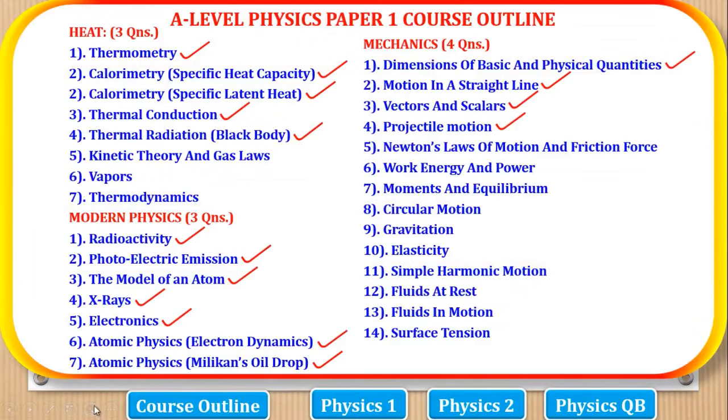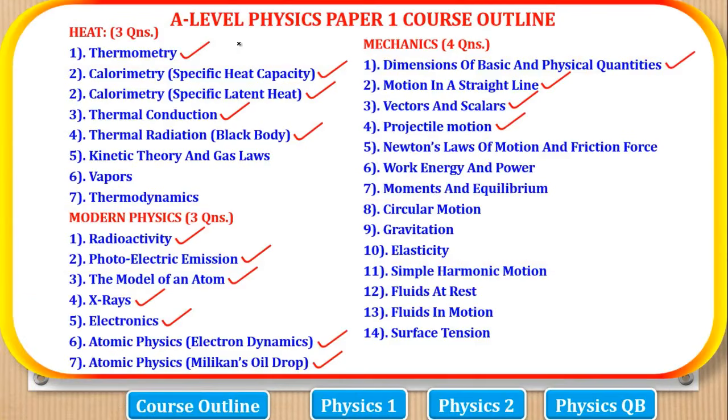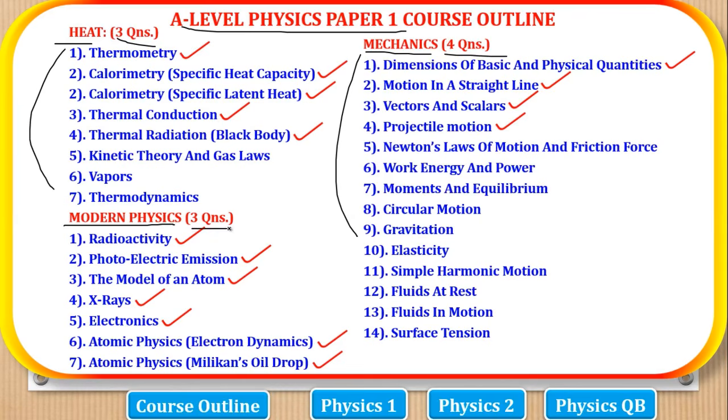Before we proceed, let's first look at the course outline of this paper. Physics Paper 1 is divided into 3 parts. The first part is mechanics, where 4 questions come from these topics. The second part is heat, where 3 questions come from these topics. And the third part is modern physics, where 3 questions come from these topics. What is ticked is already available on this platform, and what is not yet ticked is yet to be uploaded.